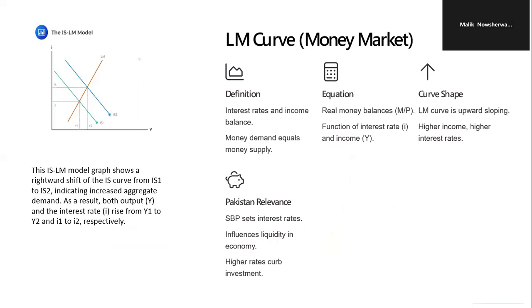Next, we have the LM curve. The LM curve basically represents the money market, showing the relationship between interest rates and income levels. It's derived from the condition that real money demand must equal real money supply. The curve is upward sloping: when income rises, people demand more money, which pushes up interest rates. In Pakistan, the SBP plays a central role by setting benchmark interest rates. These decisions affect liquidity, investment, and overall economic activity. Higher interest rates may help reduce inflation, but they also discourage borrowing and investment, creating a delicate balancing act for policymakers.